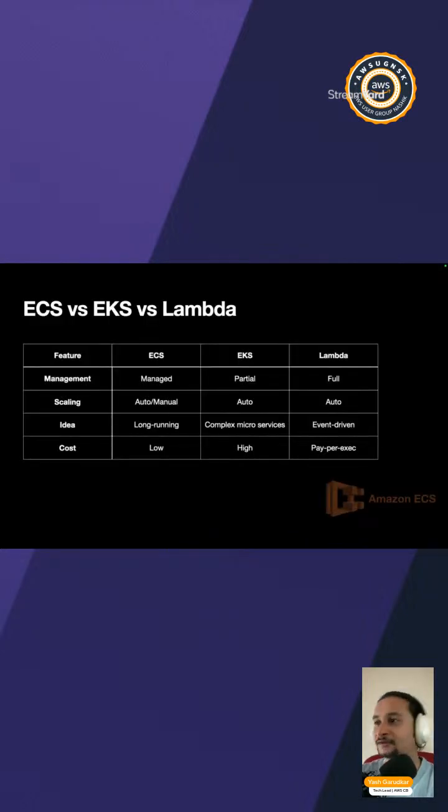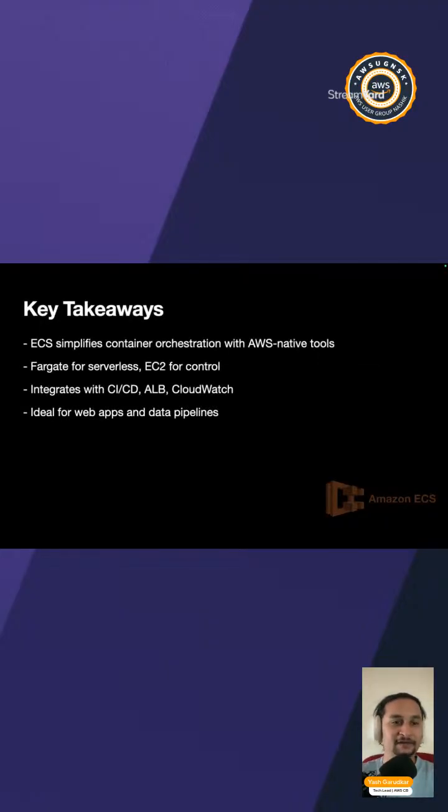I think we are towards the end of our session today, but I do have a couple of slides to go with. The key takeaway from today's session is that ECS simplifies your container orchestration with AWS native tools. What it means basically is all you have to do is containerize your application, and the orchestration part is done with AWS native tools.